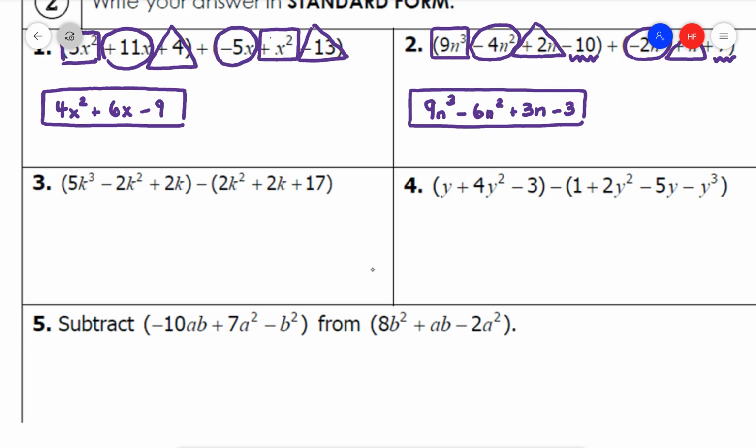Now on numbers 3 and 4, we have subtraction. And when we are subtracting, we're distributing a negative 1. So we have to make sure that each of those becomes a minus. So I like to rewrite it. Nothing's changing with that first polynomial. So it stays exactly the same. And then I'm going to rewrite the second one by changing all of their signs.